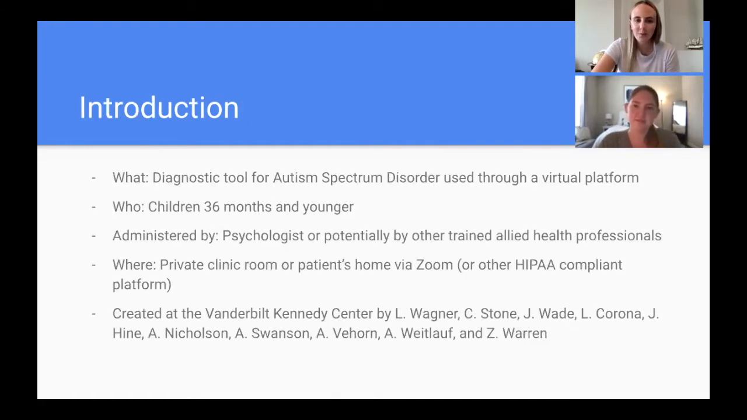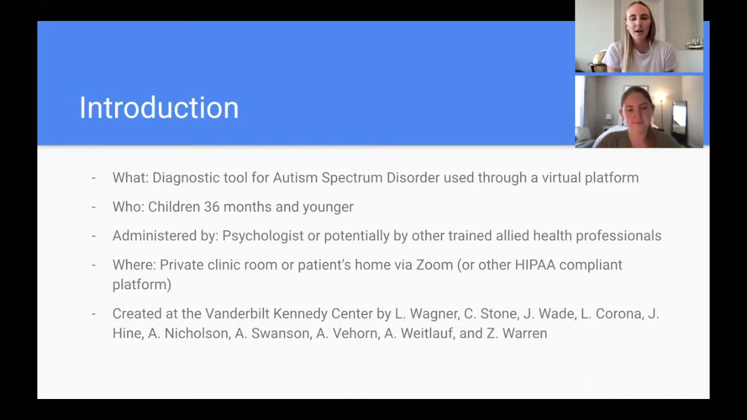So to introduce the tool, TELE ASD PEDS is a diagnostic tool for autism spectrum disorders that's intended to be used through a virtual platform. It's meant for children who are 36 months or younger, but should not be used for children who are under 14 months. It's intended to be administered by a psychologist or potentially another trained allied health professional, such as a speech pathologist. And it's to be used in a private clinic room or a patient's home via Zoom or in another HIPAA compliant platform. But most of us are familiar with Zoom at this point.